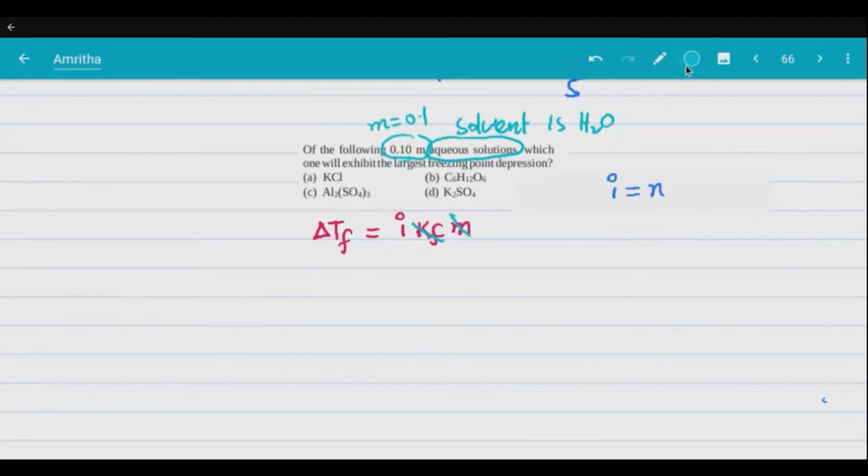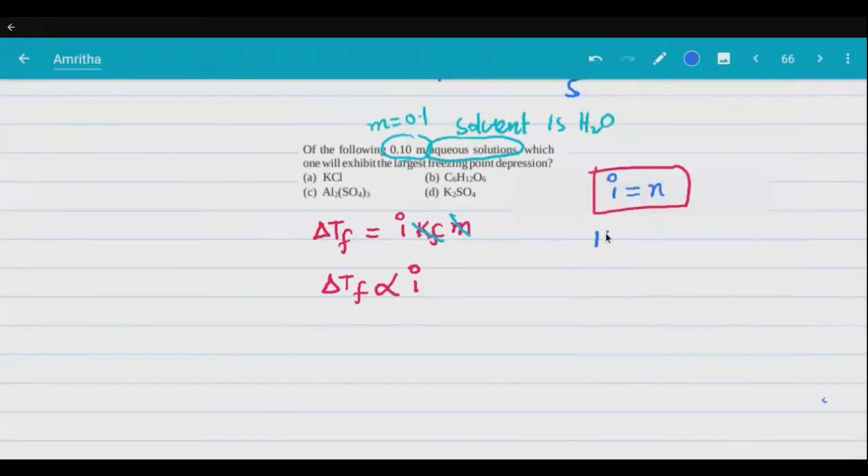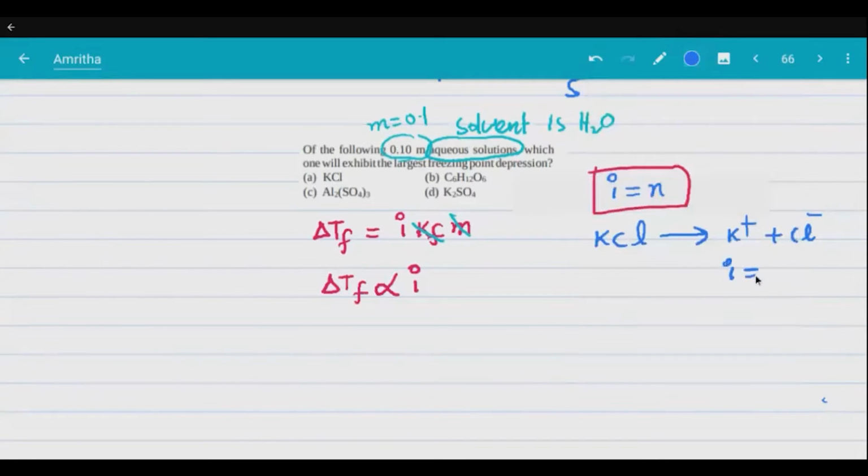Okay. So delta Tf is directly proportional to the i value. But i is equal to n because the degree of dissociation is not given. Assume 100% dissociation. But how do we find out i? So that means KCl has 100% dissociation, K+ plus Cl-. How many ions are there? The number of ions is 2, K+ and Cl-.